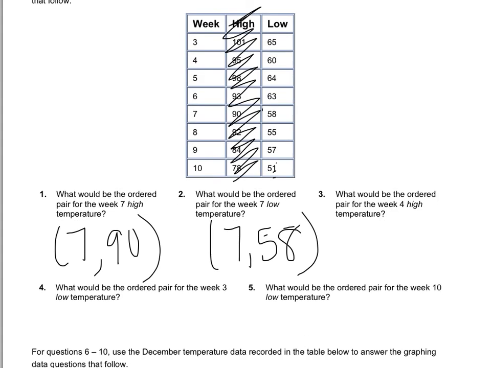For number 5, what would be the ordered pair for the week 10 low temperature? Again, I'm ignoring the high column, so it would be 10, 51. So you'll be responsible for doing 3 and 4.